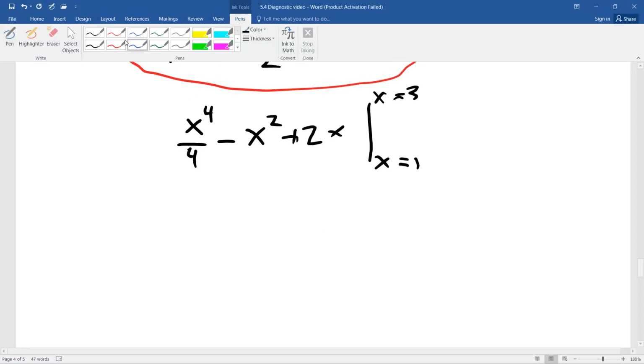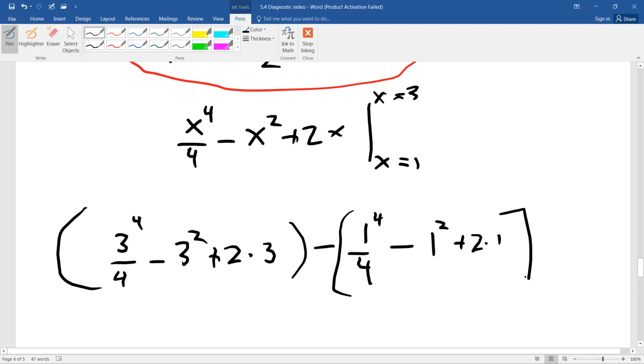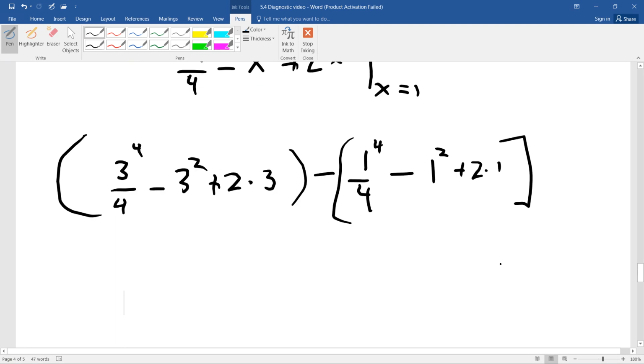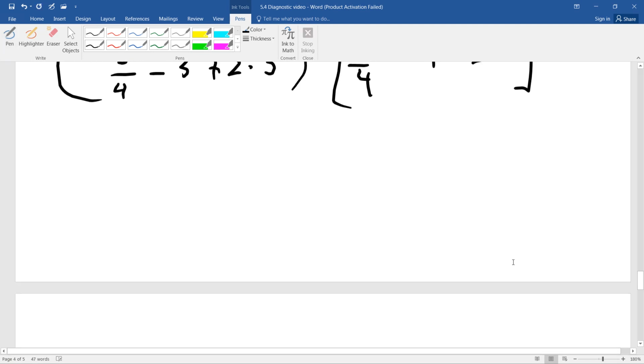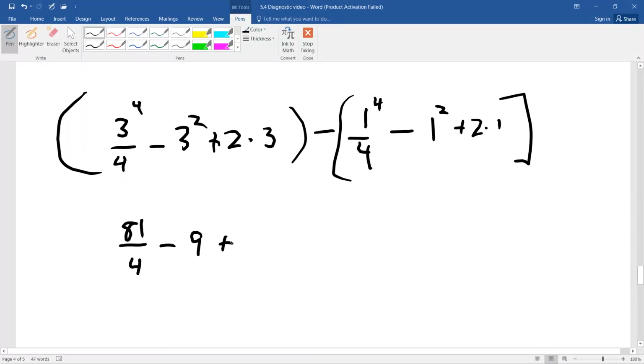We'll plug in the 3 first. We get 3 to the 4th over 4 minus 3 squared plus 2 times 3. And then we subtract 1 to the 4th over 4 minus 1 squared plus 2 times 1. And just have to be careful with the plus minus signs and that sort of thing. But 3 to the 4th, that's the same as 9 squared. This is 81 over 4 minus 9 plus 6.